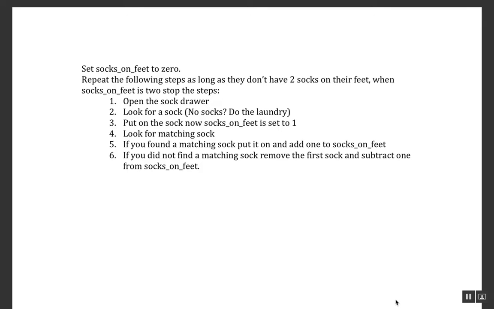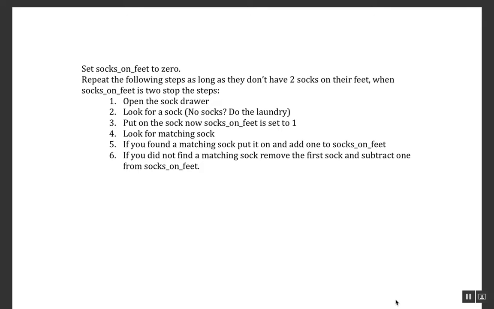4, look for a matching sock. 5, if you found a matching sock, put it on and add 2 socks on feet. 6, if you did not find a matching sock, remove the first sock and subtract 1 from socks on feet. And then they would go up and repeat the steps.